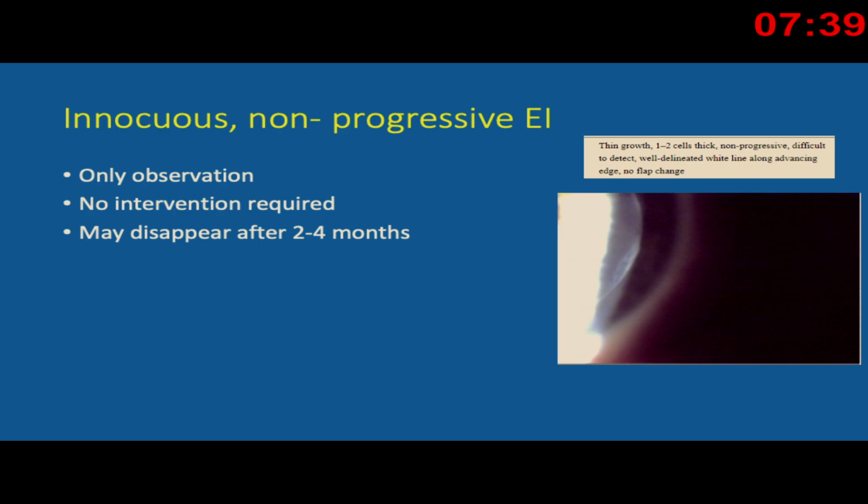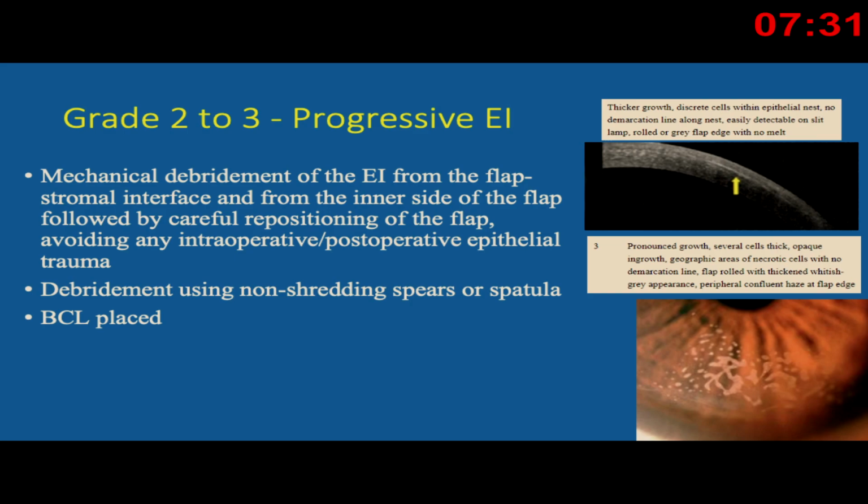The vast majority of this epithelial ingrowth, fortunately, is innocuous and non-progressive. It needs only observation. Many of them would actually disappear with resolution. But we are more worried about those progressive grade 2 or grade 3 epithelial ingrowths which have thicker cells, discrete cells with epithelial nests, and no demarcation line. You can also see a slightly rolled up edge at the edge of the flap, and many of them are known to have epithelial fistula.